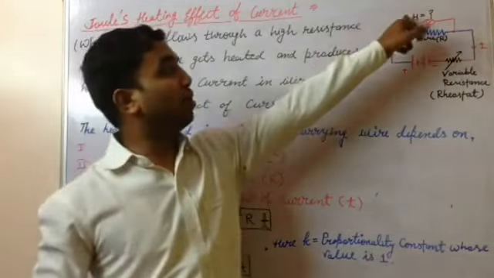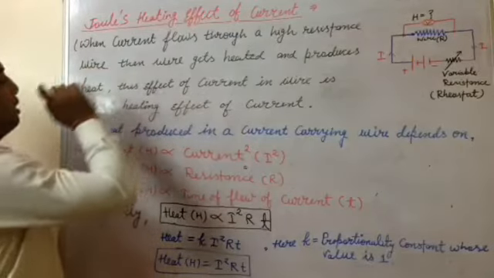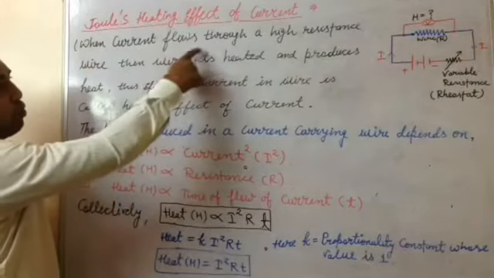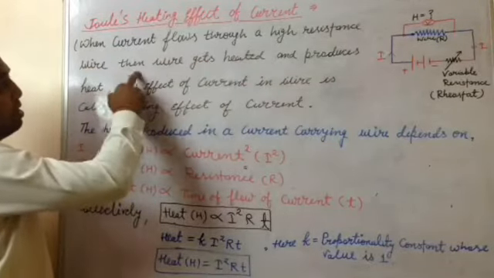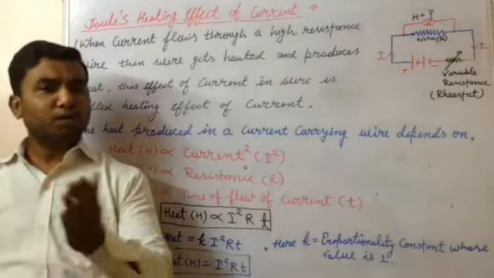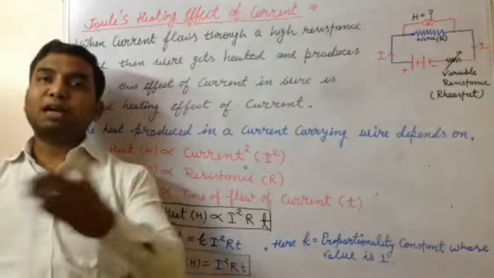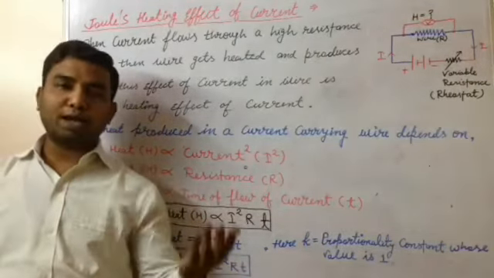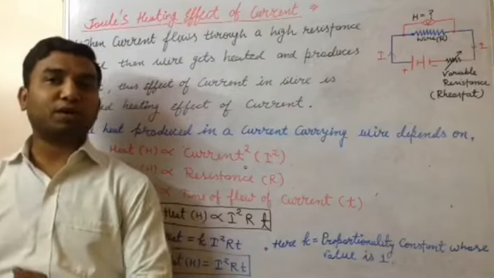So how can we define the heating effect of current? Heating effect of current means when current flows through a high resistance wire, then the wire gets heated and produces heat. This effect of current in a wire is called the heating effect of current. That means we know when current flows through a wire, it gets heated up. So which effect is this? This is called the heating effect of current.